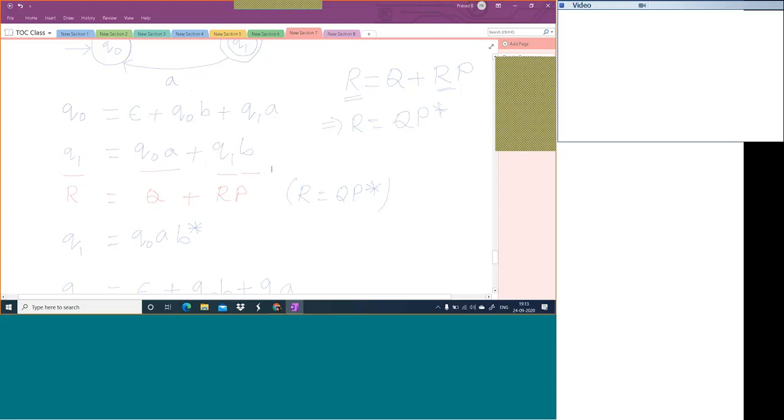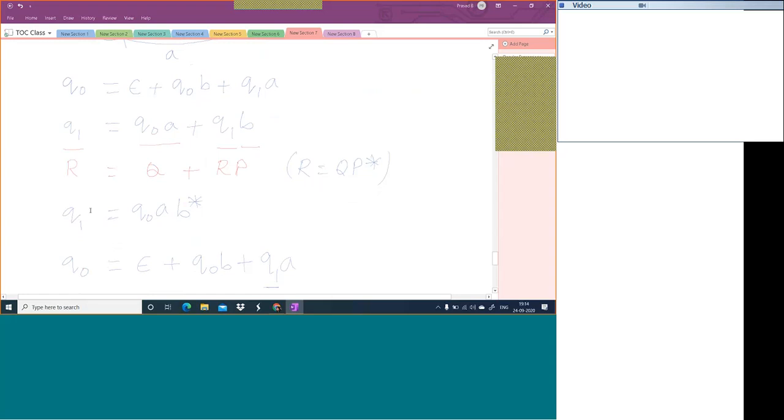Okay. So this is Q plus R followed by P. R equal to Q plus RP. The solution is R equal to QP star. What is R here? R is Q1 followed by Q. What is Q? Q0 A is the Q, followed by P. What is P? P is the B. So P star, that is B star. So Q1 equal to Q followed by P star, which is B star.